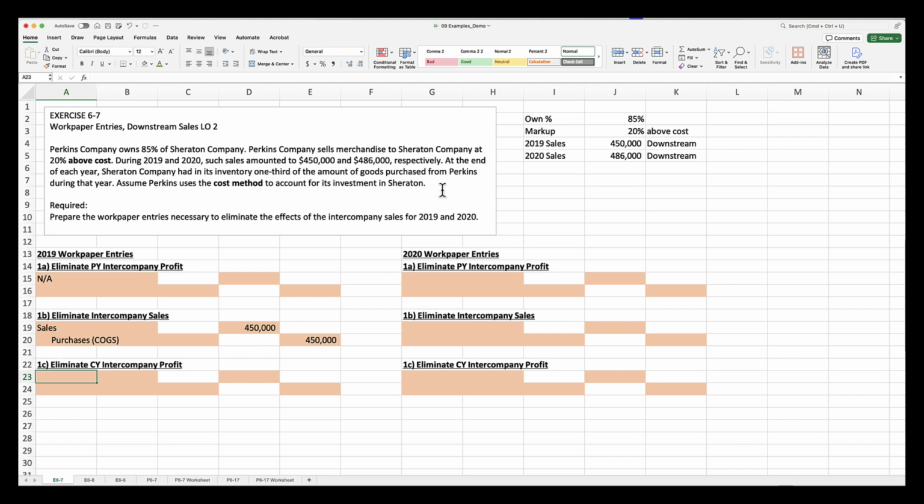And so that's one piece of information I didn't put over here on our list of key details. They did tell us that Sheraton Company had in its inventory one-third of the amounts of goods purchased from Perkins during that year at each year end. So our unsold percentage is 33% or 1/3.